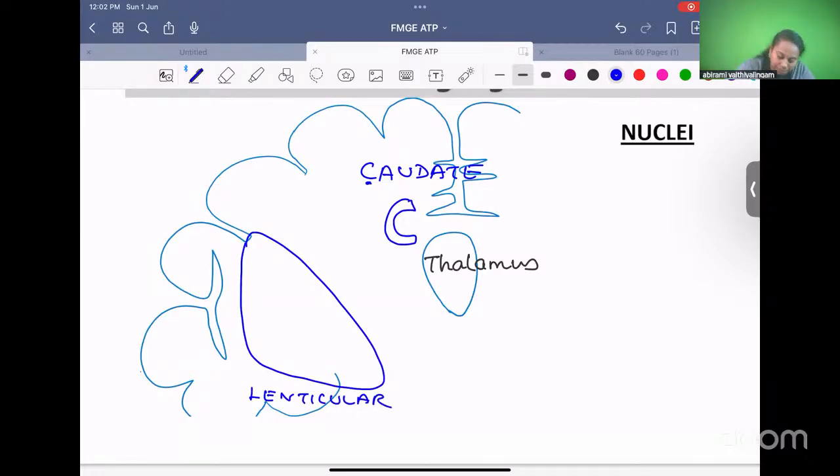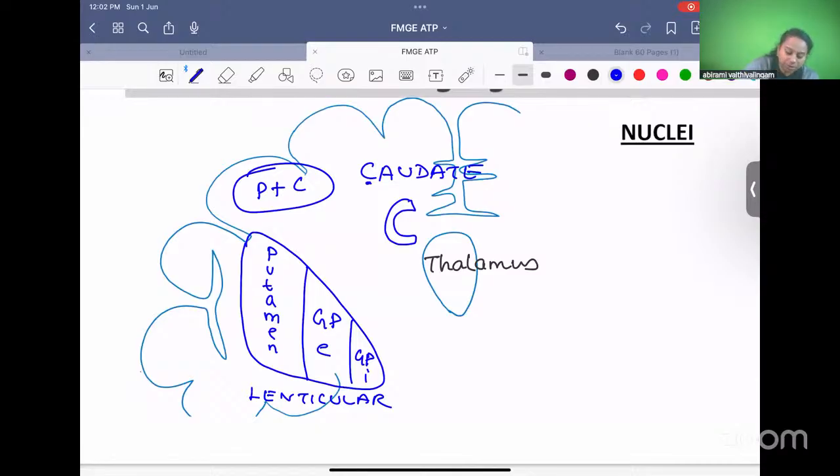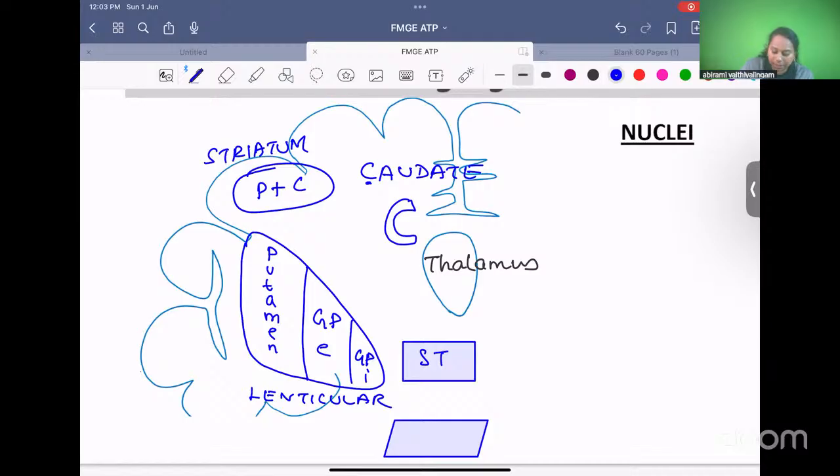Lenticular nucleus is made up of putamen, globus pallidus external and globus pallidus internal. Putamen plus caudate, P plus C, together is called striatum. Just below the thalamus, subthalamic nucleus. Even below that, substantia nigra. This is subthalamic nucleus and substantia nigra.